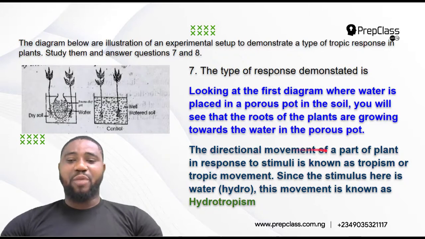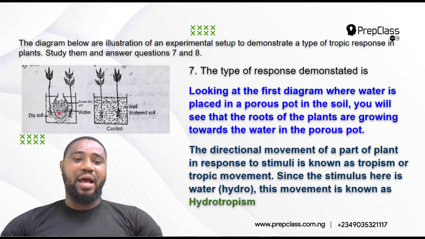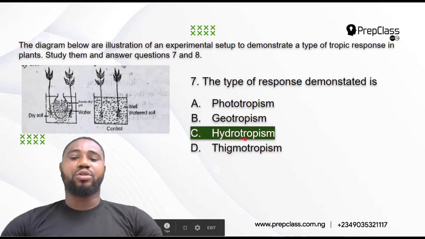So I said that the directional movement of a part of plants in response to stimuli is known as tropism or tropic movement. So since the stimulus here is water, and you know that water is hydro, this movement is known as hydrotropism. So since these plants are growing towards water, responding to water, which is the stimulus, that type of growth is known as hydrotropism. So the answer is what? Hydrotropism.